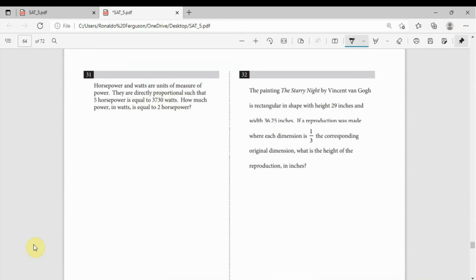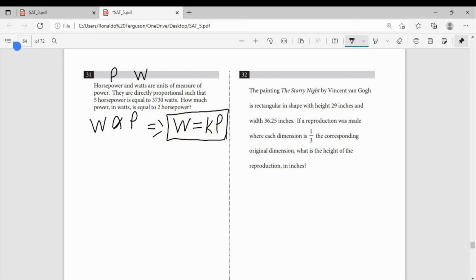Alright guys, now this question says horsepower and watts are units of measure of power, and they say that they are directly proportional. So if they're directly proportional, I'm going to call the horsepower P and the watts W. So we're saying that W is proportional to P, right? From CSEC days, that's the proportional symbol. So since they're directly proportional, W is equal to a constant times P, where W is watts and P is horsepower.